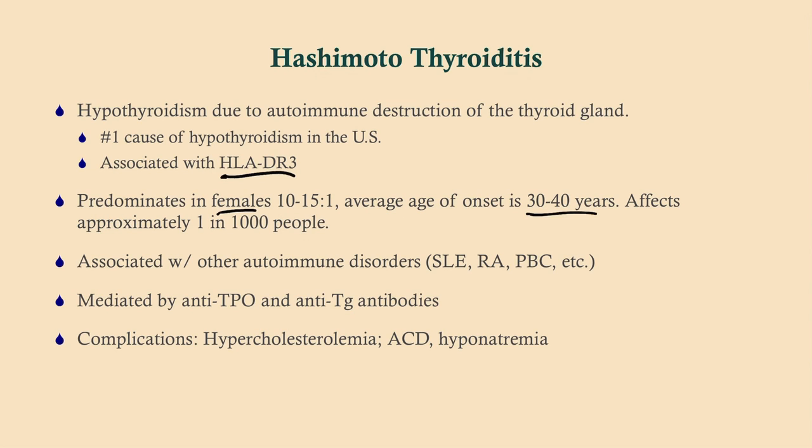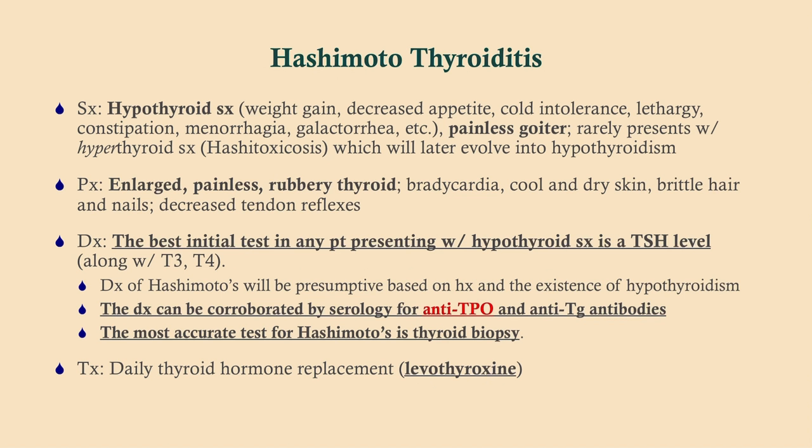Associated with other autoimmune disorders, as mentioned, lupus, rheumatoid arthritis, primary biliary cirrhosis are among the most common. It's mediated by anti-TPO antibodies and anti-thyroglobulin antibodies. The anti-TPO is probably the most important one. It's what you're going to get to work up on labs. The complications are hypercholesterolemia, anemia of chronic disease just due to the chronic inflammation, and hyponatremia.